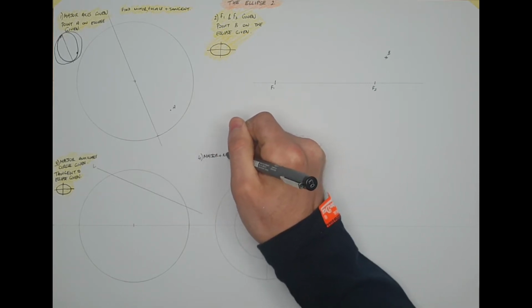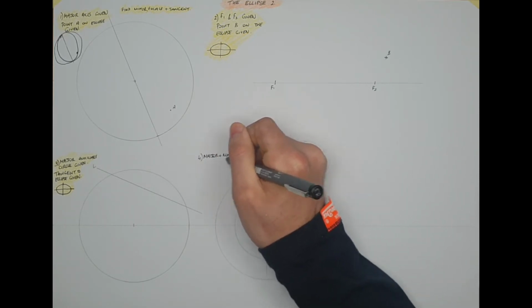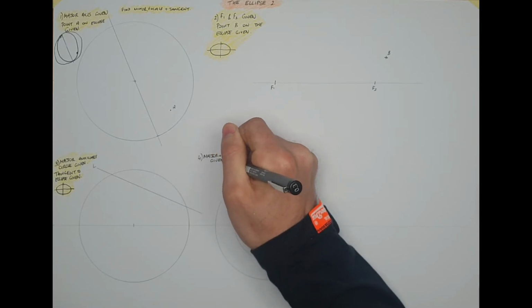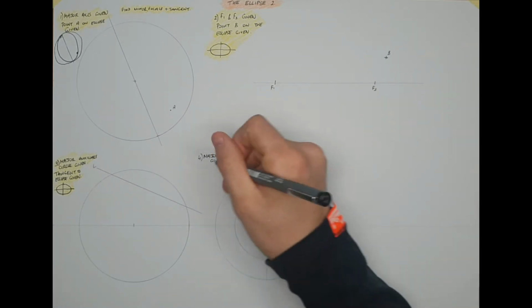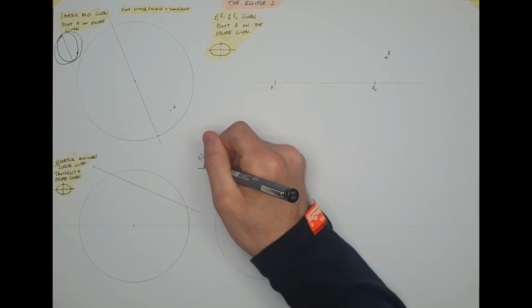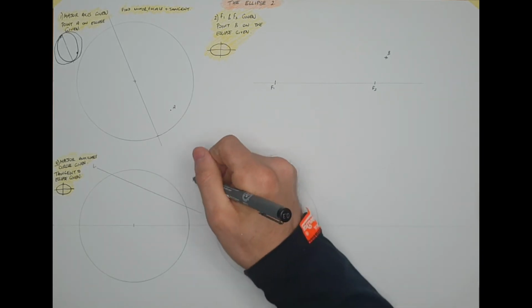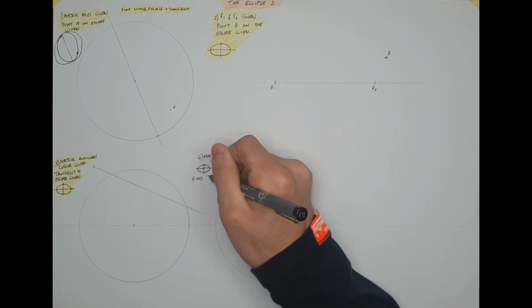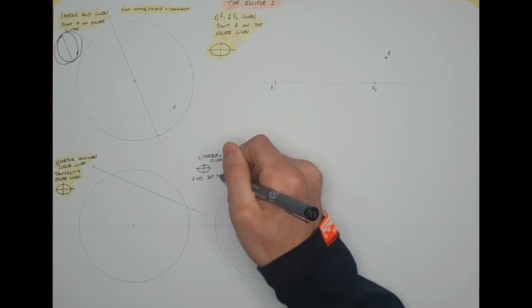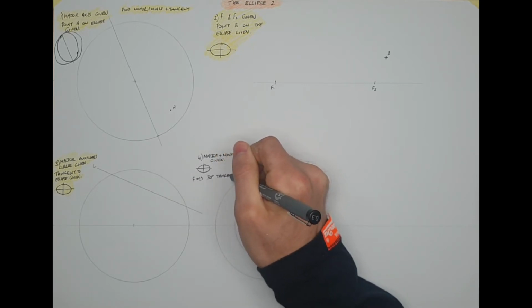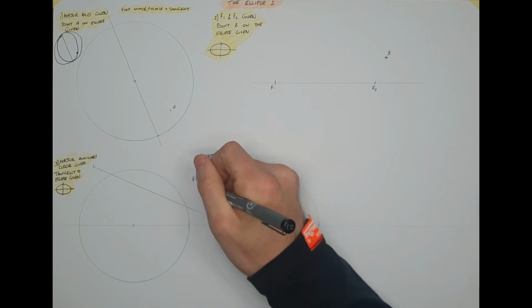Okay, so that's going to be the challenge with this question. Major plus minor given. It's a horizontal ellipse. Find the 30-degree tangent. Find the point of contact.